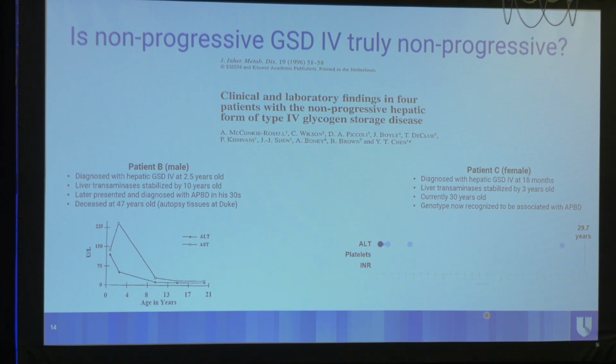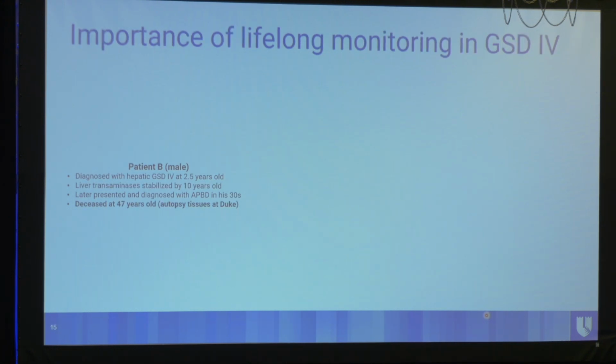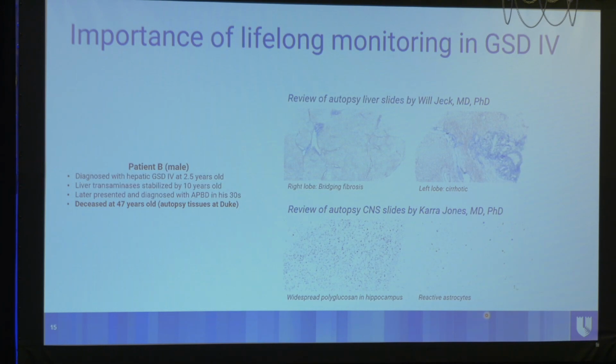And now this patient has presented years later with adult polyglucosan body disease, and he succumbed to the disease. An autopsy was done, and one of his wishes was to continue with learning, so those tissues were sent to Duke. And what we learned under the microscope was that the liver was not normal. You can actually see he had frank liver cirrhosis. So what was being monitored was liver enzymes, which had normalized, but by no means was his liver normal.